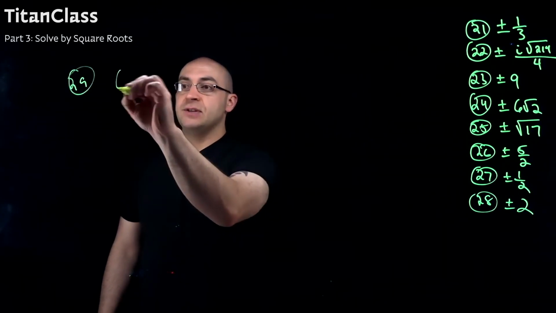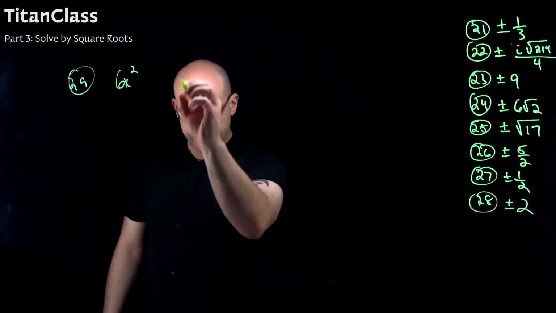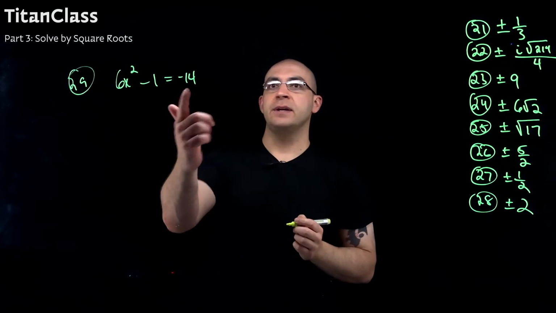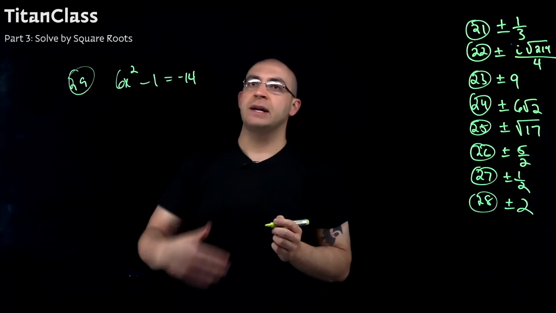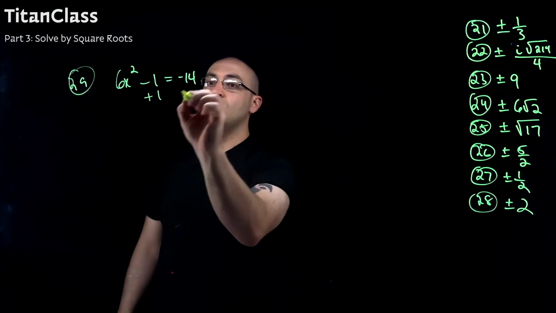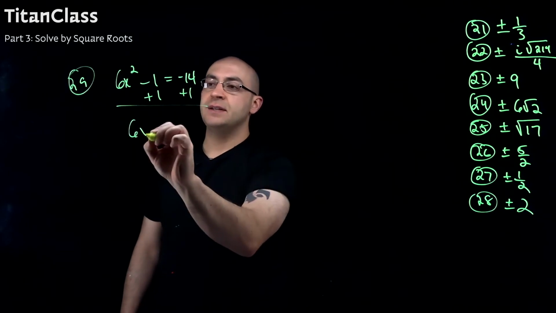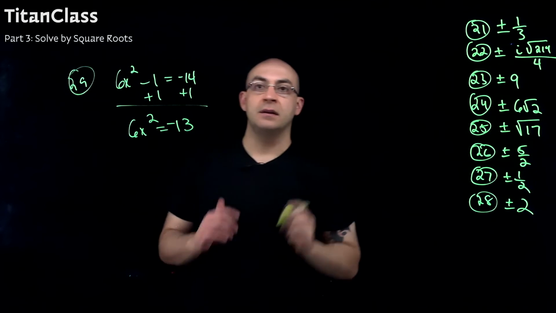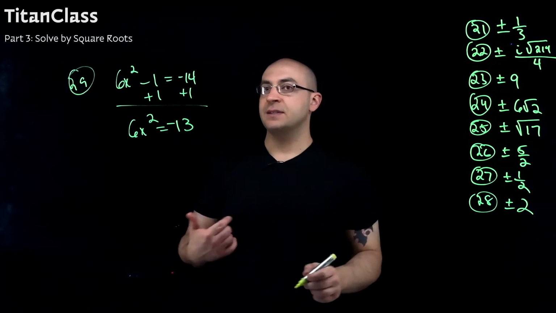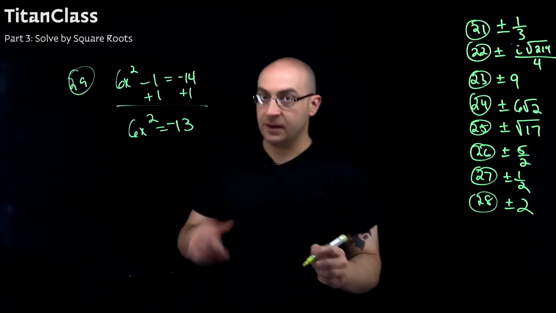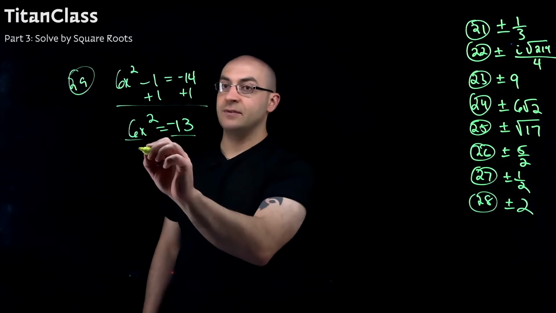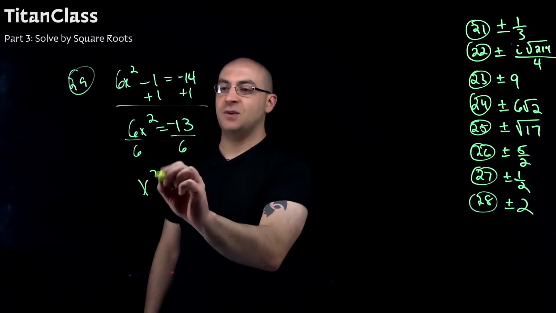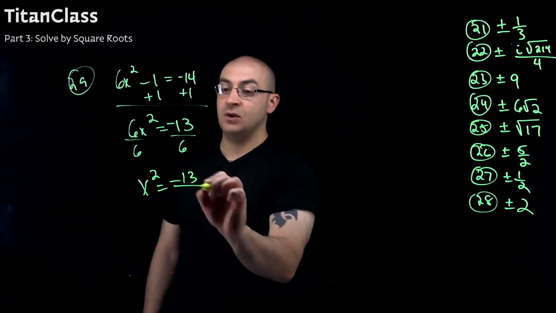Okay, we're gonna have an imaginary solution here. 6x squared minus 1 equals negative 14. Okay, and we know it's gonna be imaginary because the value by itself on the right-hand side is negative. So let's add 1 to both sides. 6x squared is gonna equal negative 13. I am gonna divide by 6 on both sides here, right? Because that's gonna make my life a little bit easier because that's not a perfect square. All right, so x squared is gonna equal negative 13 over 6.